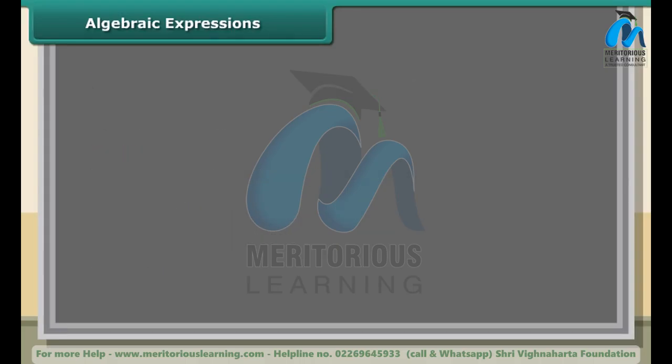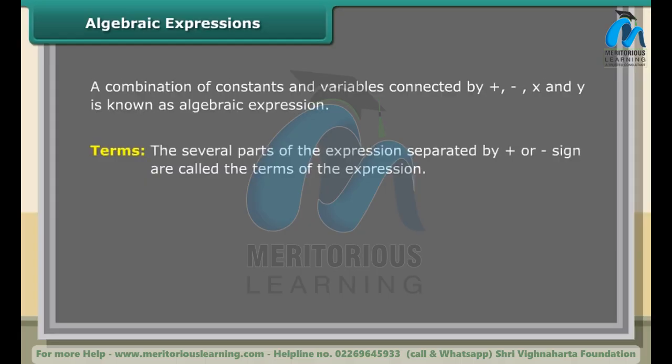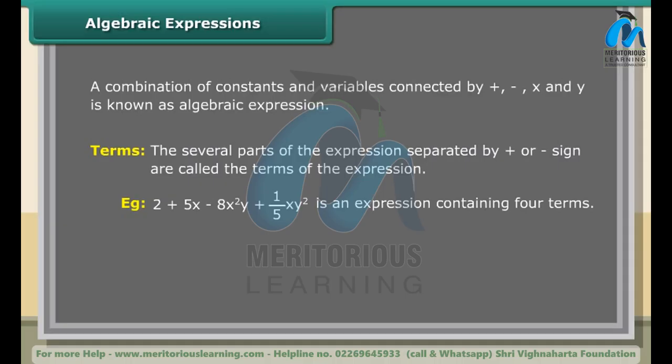Algebraic expressions. A combination of constants and variables connected by plus, minus, multiplication, and division is known as an algebraic expression. Terms. The several parts of the expression separated by plus or minus sign are called the terms of the expression. Example, 2 plus 5x minus 8x squared y plus 1 upon 5 xy squared is an expression containing 4 terms. They are 2, 5x, minus 8x squared y, and 1 upon 5 xy squared.